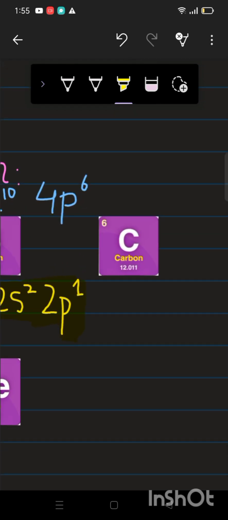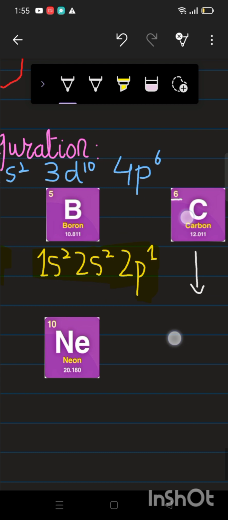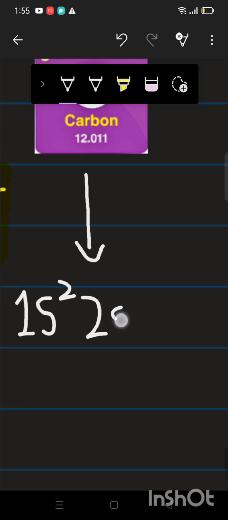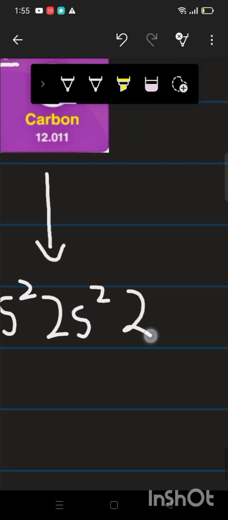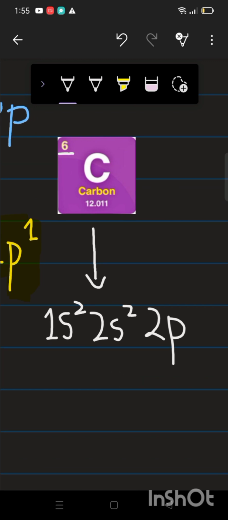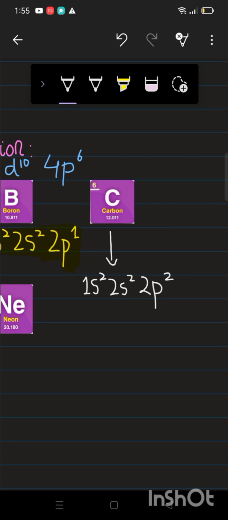Now we are moving towards carbon, and carbon's electronic configuration, since it has 6 electrons. Alright, boron was having 5 electrons. Okay, so initially 1s2, then we know that 2s2, then we know that we need to start with 2p. Alright, so 2, 2, 4, and now we know that carbon has 6 electrons, which means 2 electrons are left, so p will hold 2 electrons. So now 1s2, 2s2, 2p2 is the electronic configuration of carbon.